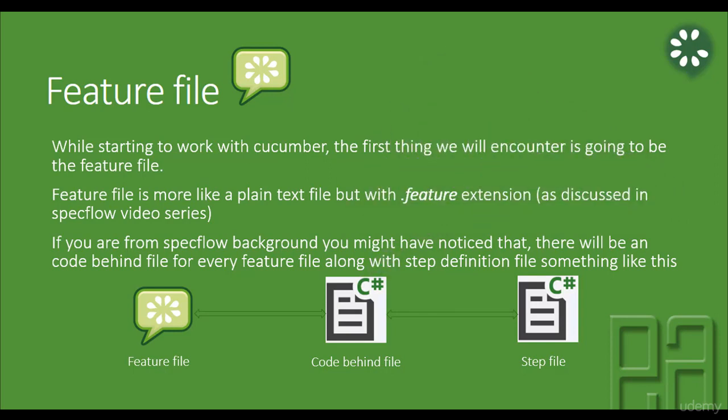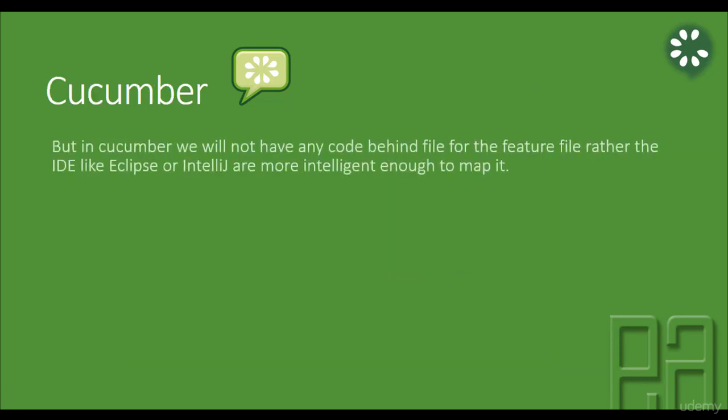If it's not making any sense, just bear with me. In this video we'll actually be doing that and you will understand what it means. But in Cucumber, we will not have any code behind file for the feature file as we have in C#. Rather, IDEs like Eclipse or IntelliJ are intelligent enough to map it.